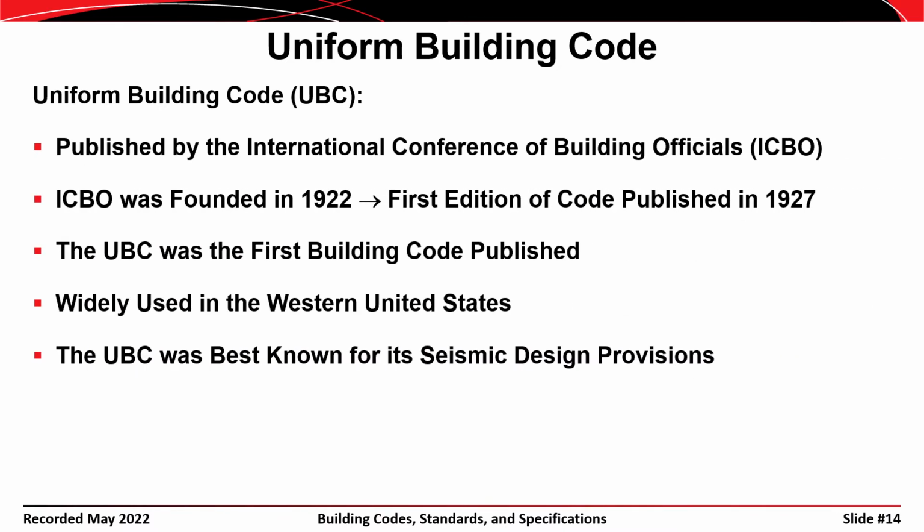The Uniform Building Code, or UBC, was published by the International Conference of Building Officials, or the ICBO. The ICBO was founded in 1922, and the first edition of the Uniform Building Code was published in 1927. The UBC was the first building code published and was widely used in the Western United States. As a result, the UBC is best known for its seismic design provisions.